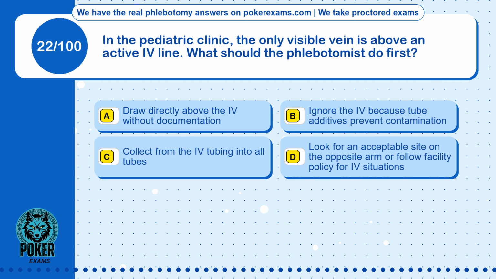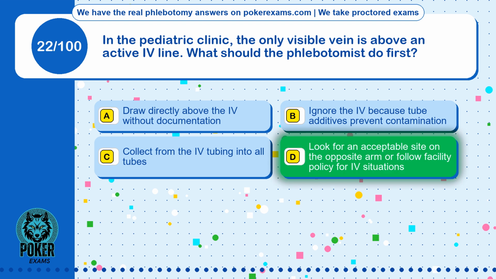Question 22. In the pediatric clinic, the only visible vein is above an active IV line. What should the phlebotomist do first? Option A, draw directly above the IV without documentation. Option B, ignore the IV because tube additives prevent contamination. Option C, collect from the IV tubing into all tubes. Option D, look for an acceptable site on the opposite arm or follow facility policy for IV situations.